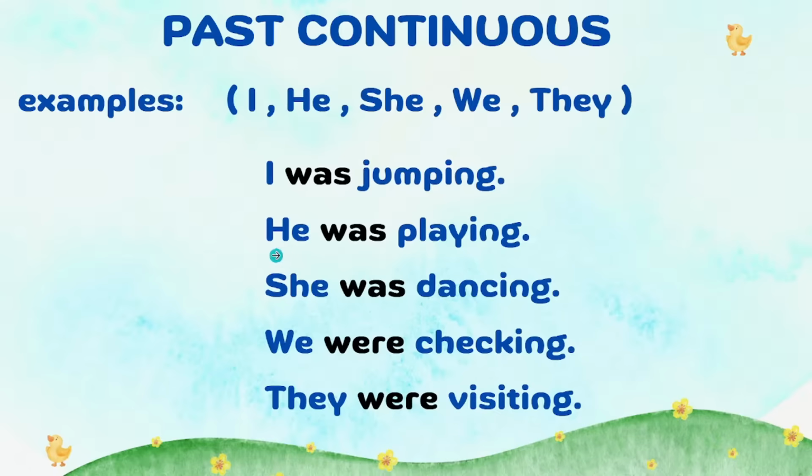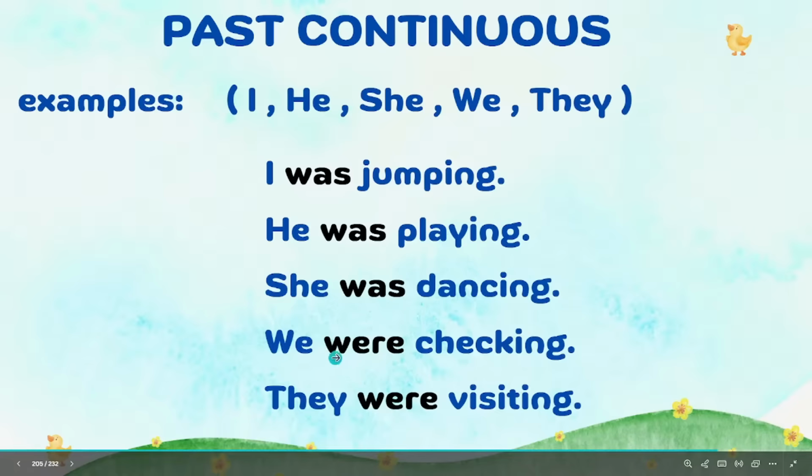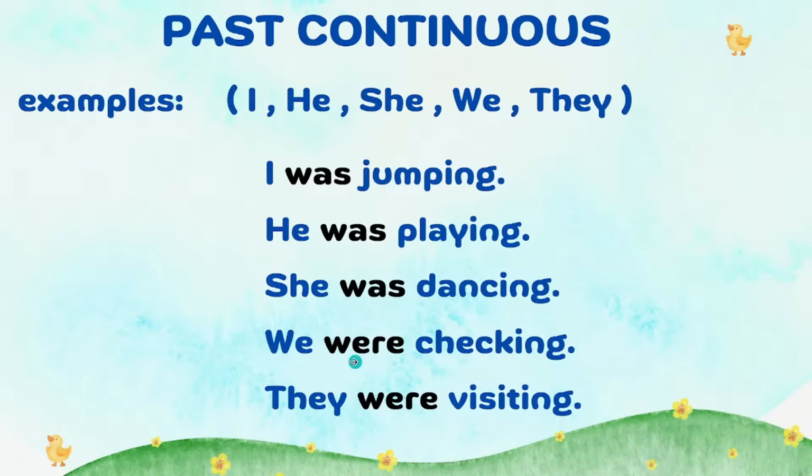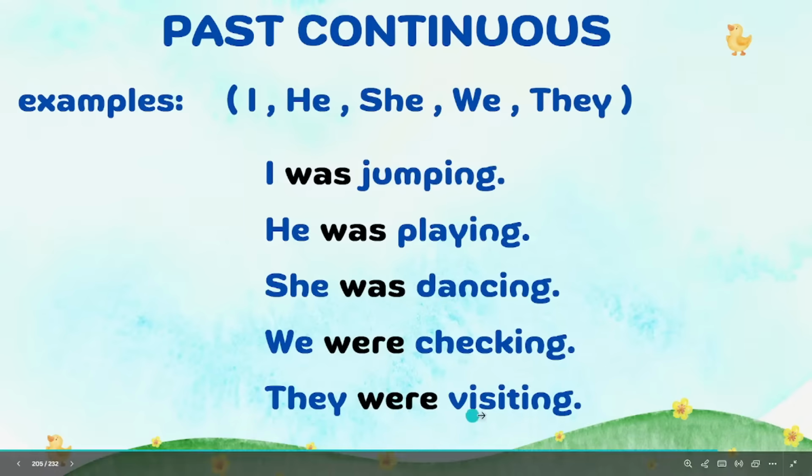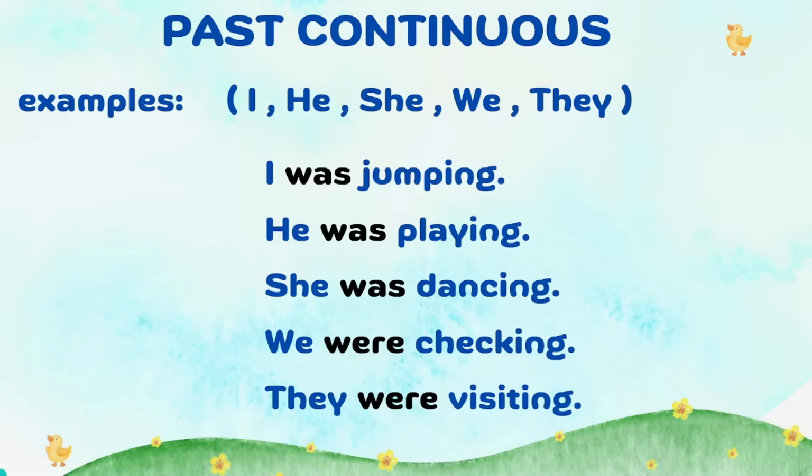Okay? So here for he: he was playing. For she: she was dancing. For we and they, you will use this one, "were." We were checking. They were visiting. Don't be confused, everyone. That's for the past continuous.